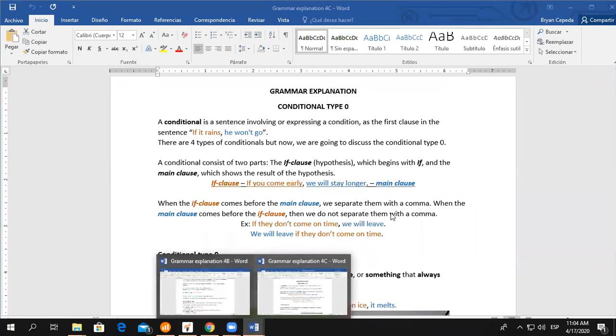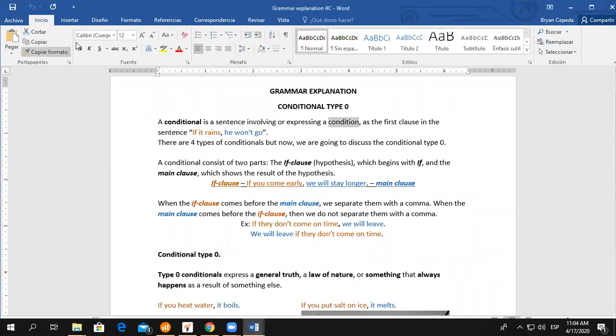Another sentence like that. If you study, you will pass the exam. Okay, if you study, you will pass the exam. That is an example.